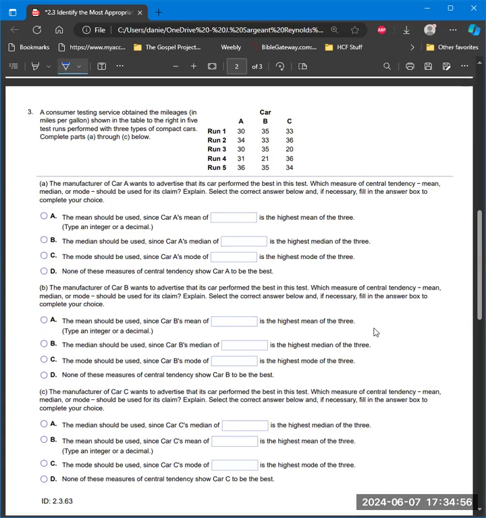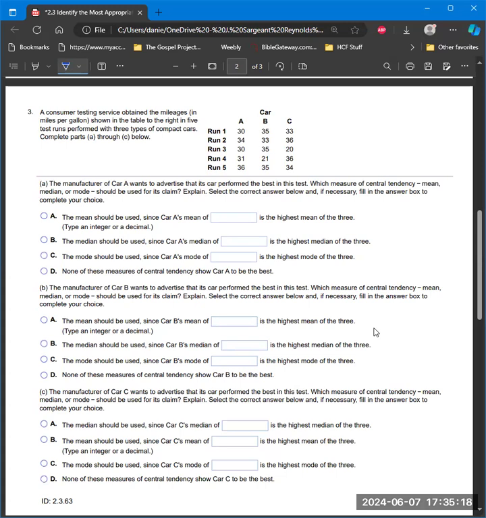A consumer testing service obtained the mileage in miles per gallon shown in the table to the right in 5 tests. 5 test runs were performed with 3 types of compact cars. Complete parts A through C below. So let's look here.